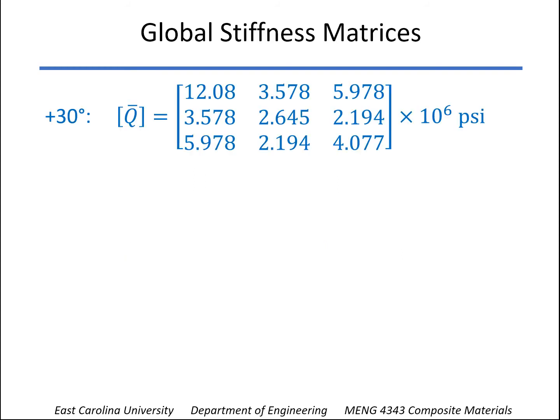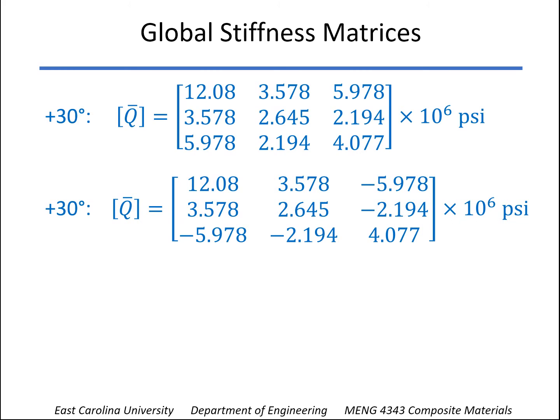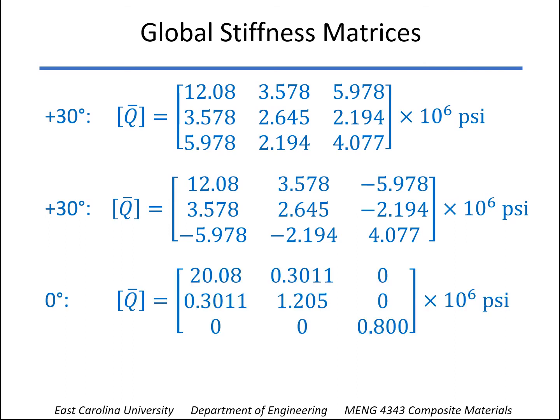Now we need to calculate the A matrix as well as the thermal loadings. For that, we'll need the Q-bar matrix for each layer. And we've seen these numbers before from previous examples. For carbon epoxy, plus 30. Minus 30 is the same except for the 1,6 and 2,6 values, which are negative. And for the 0-degree layers.